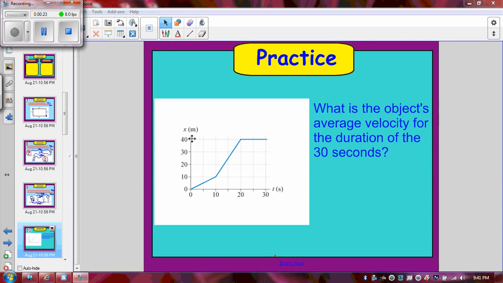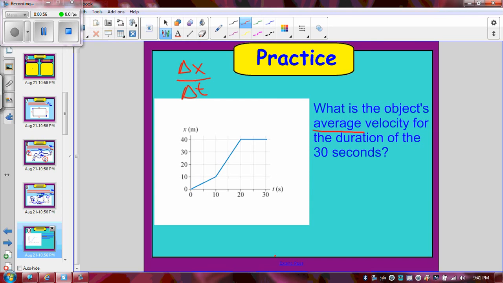X, which is the universal abbreviation or variable for position, and that's measured in meters, and then time, which is measured in seconds, is on the x-axis. So we know we're looking at a position versus time graph. The question is, what is the object's average velocity for the duration of the 30 seconds? If you recall from the previous video, average velocity, and the key word there is average velocity, is defined as the change in displacement, or change in x, over the change in time.